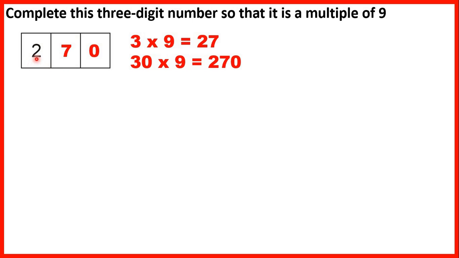We can check that 270 is a multiple of 9, because if we divide 270 by 9, we'll get 30, so we won't get a remainder. So whatever number you've written here, you will have got this correct if you can divide your number by 9 without getting a remainder. That's how you know that it will be a multiple of 9.